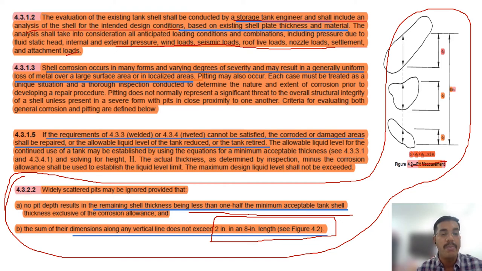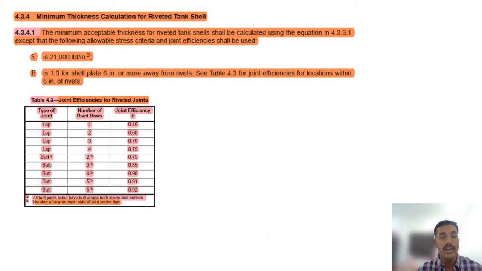Shell corrosion occurs in many forms and varying degrees of severity and may result in a generally uniform loss of metal over a large surface area or in localized areas. If the requirements of 4.3.3 for welded and 4.3.4 for riveted tanks cannot be satisfied, the corroded or damaged area shall be repaired, or the liquid level of the tank reduced, or the tank is retired. Okay, if in any case we have evaluated that there is some defect in the shell and it is not repaired by welding or riveting, then the tank can be taken into consideration for retirement.